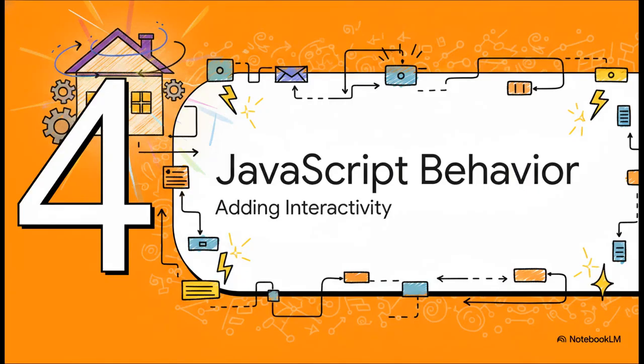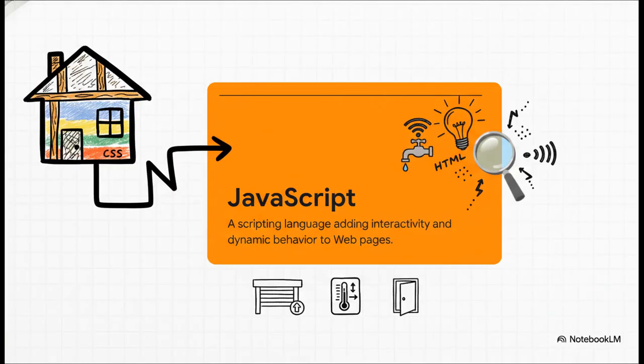Which brings us to part 4, JavaScript, adding dynamic behavior. Our digital house is structurally sound and beautifully painted, but it's entirely static. It doesn't actually do anything. This is where JavaScript enters the picture. JavaScript is a scripting language used to add interactivity and dynamic behavior to web pages. It's what allows a page to actually respond to user actions.